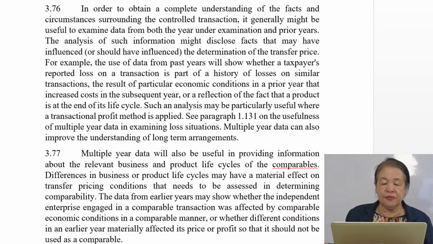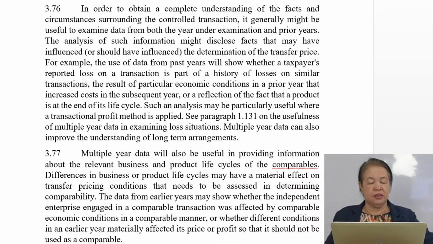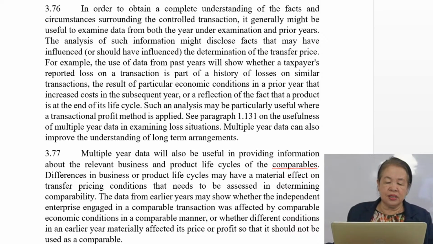The analysis of such information might disclose facts that may have influenced or should have influenced the determination of the transfer price. So for example, the use of data from past years will show whether a taxpayer's reported loss on a transaction is part of a history of losses on similar transactions, the result of particular economic conditions in a prior year that increased cost in the subsequent year, or a reflection of the fact that a product is at the end of its life cycle. Such an analysis may be particularly useful where a transactional profit method is applied.